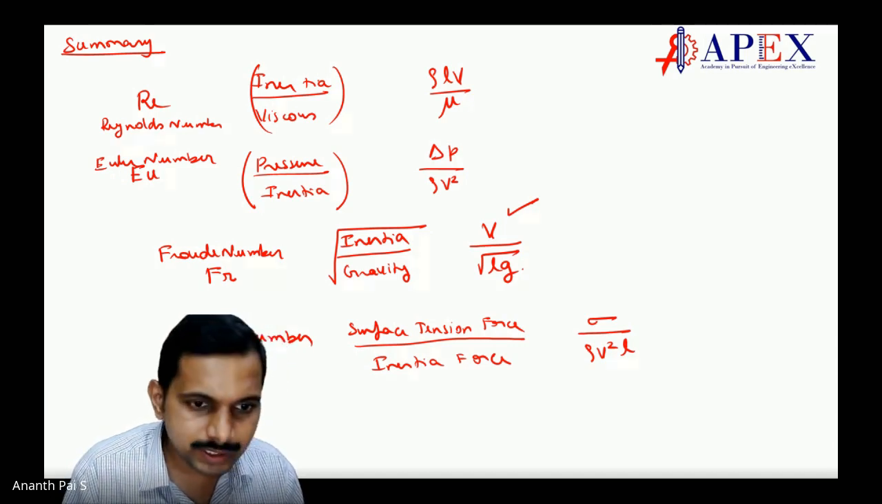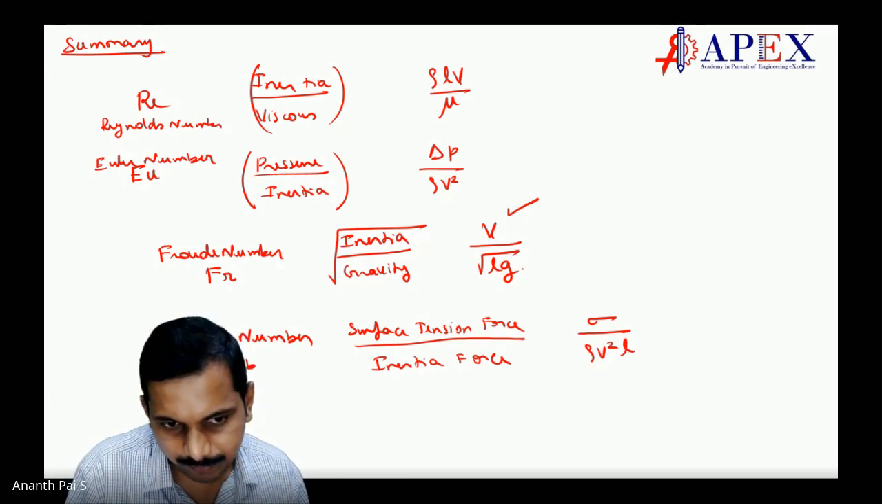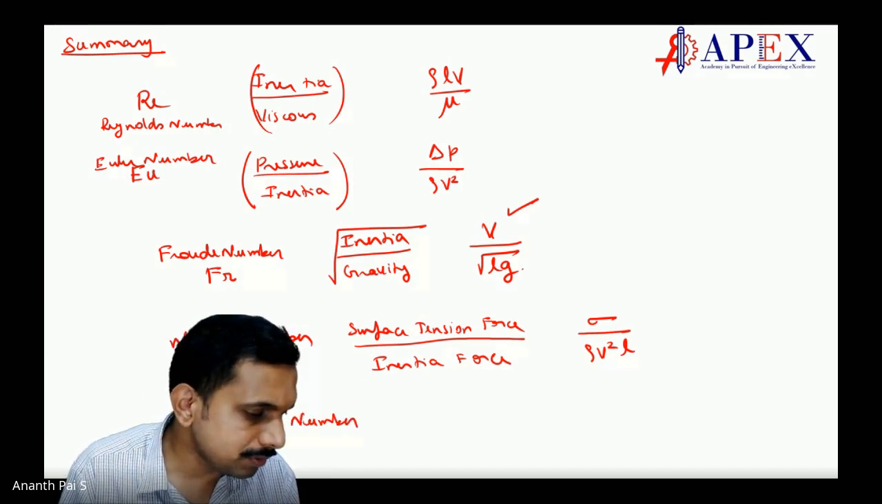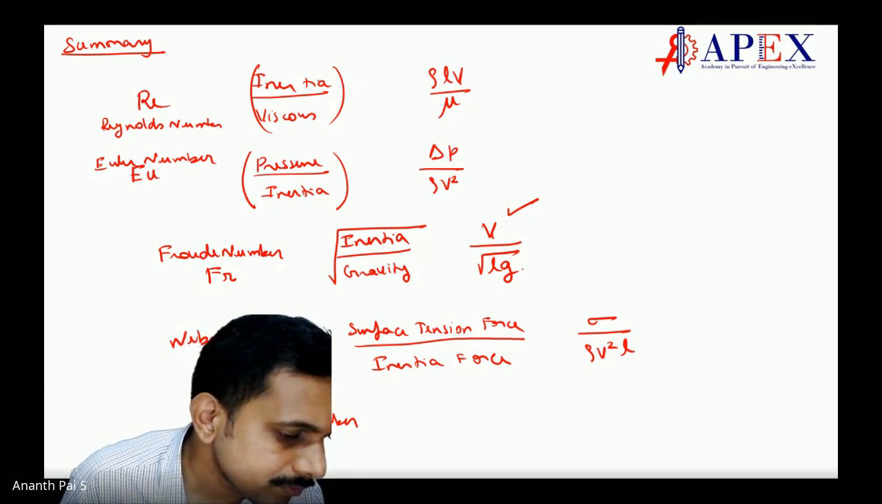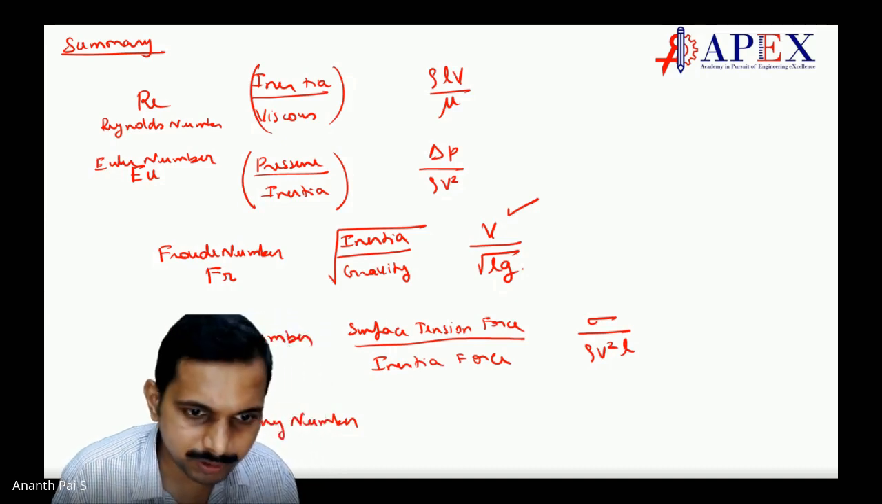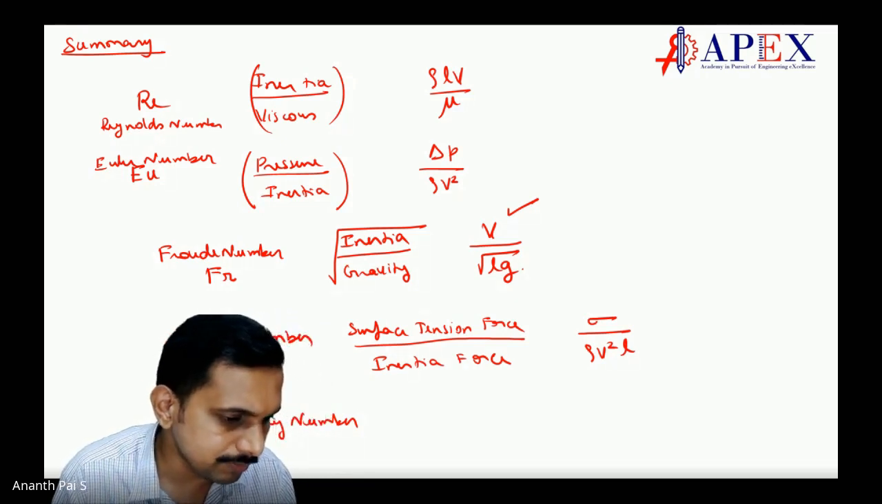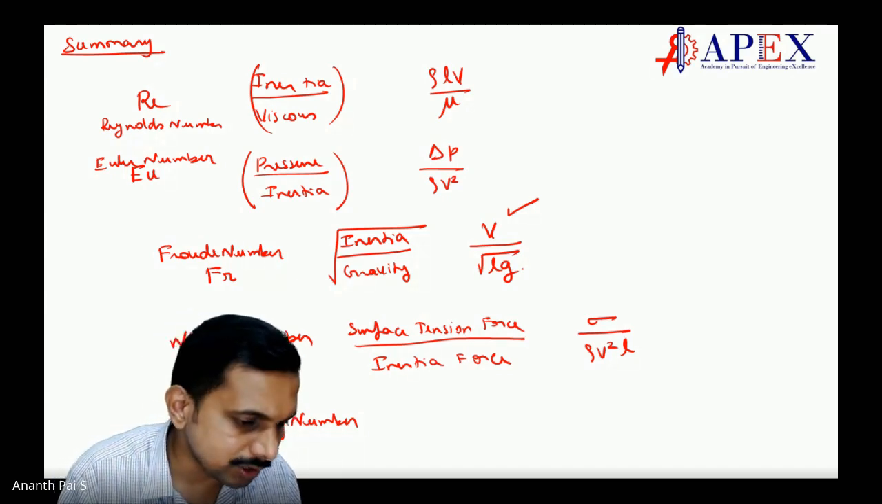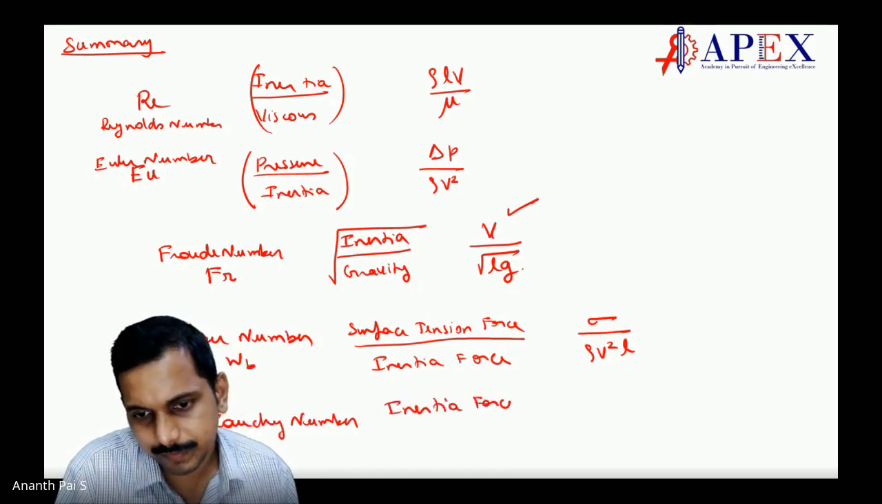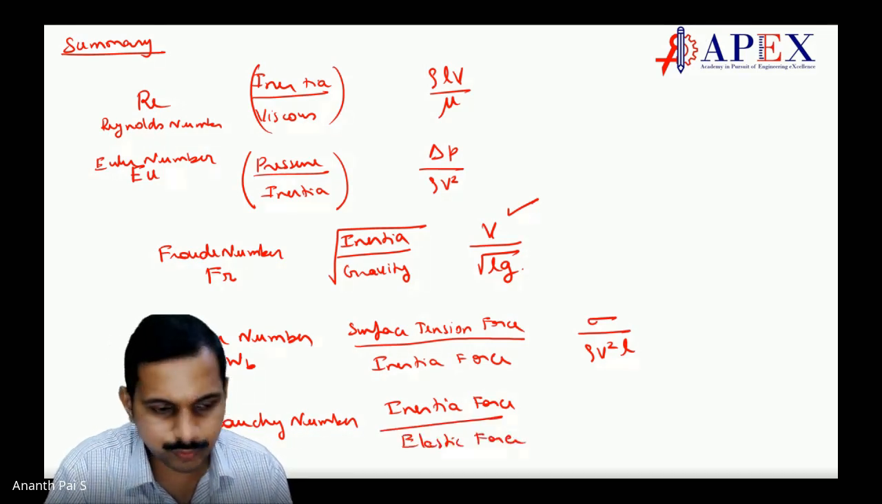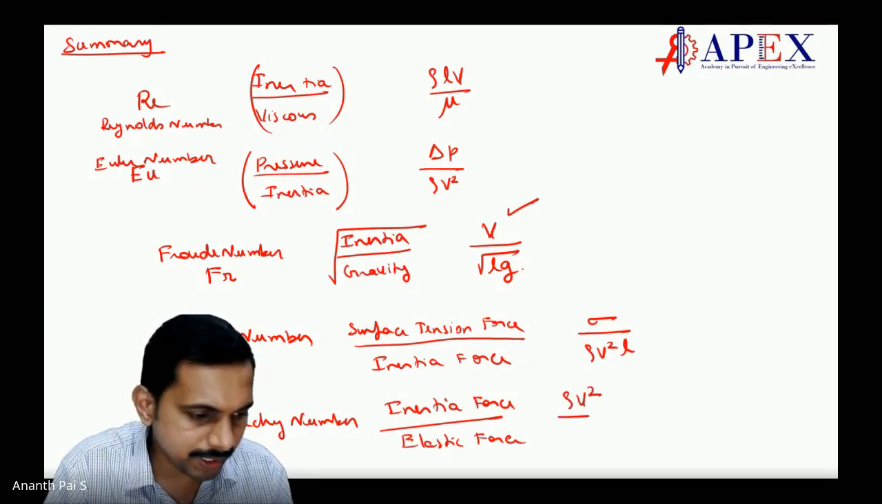Next we have the Cauchy number, Ca. It's not given here, so we will check the internet for that. The Cauchy number is inertia force by elastic force, which is equal to rho V square by E.